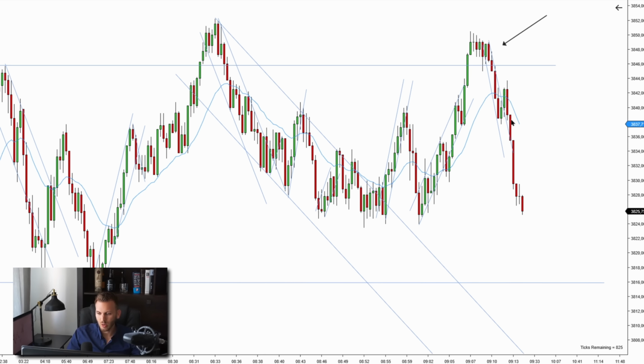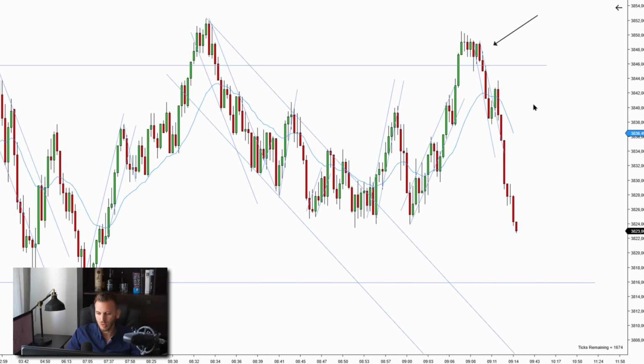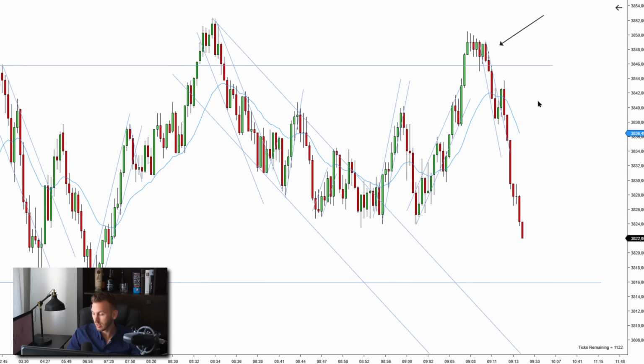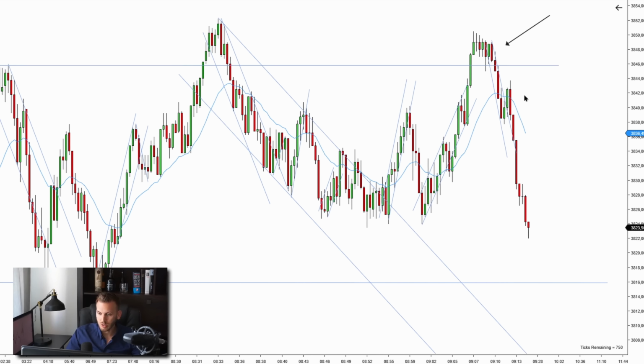The signal bar was a little bit big, so I played a little bit greedy, but that's unfortunate. Look at the runner. Sometimes you catch a good runner, sometimes you don't, so that comes with the territory, and that's unfortunate because this was the only high probability setup, the first one for the day that I saw.